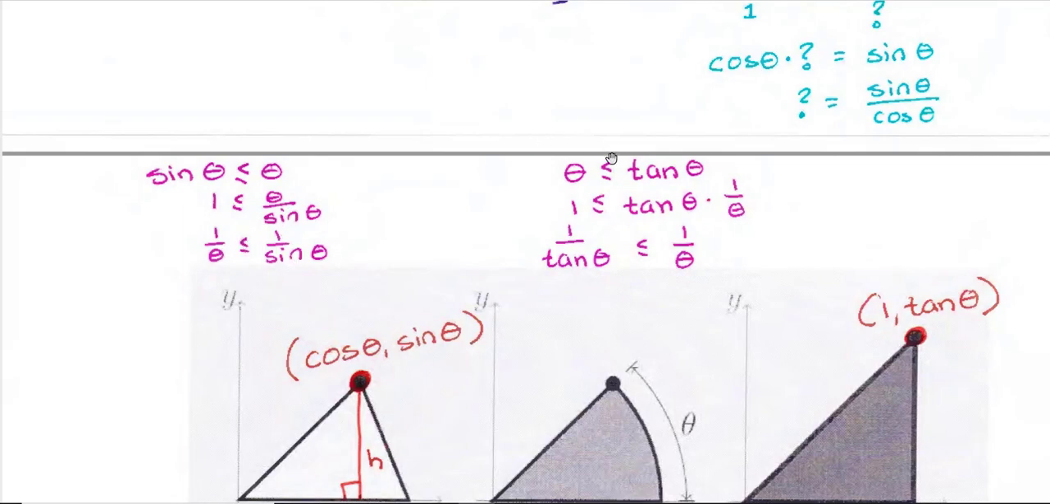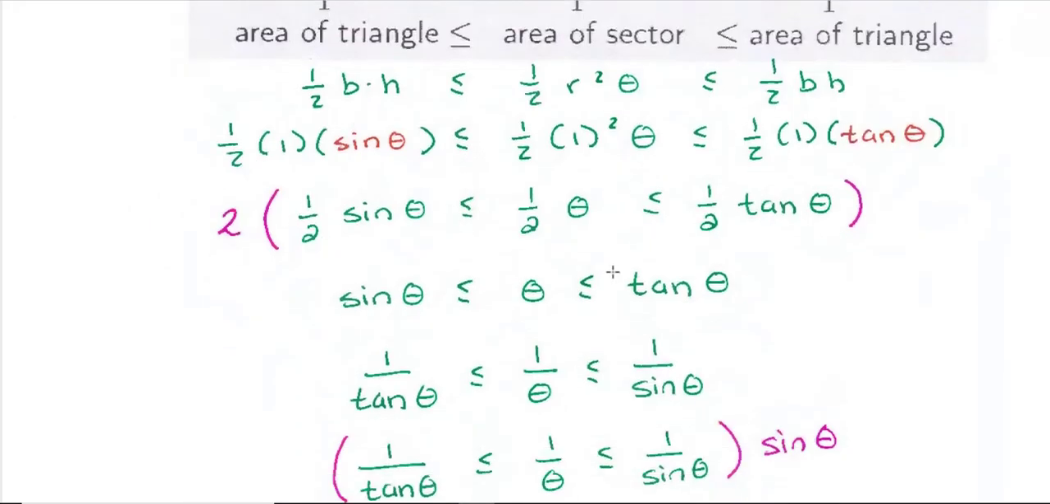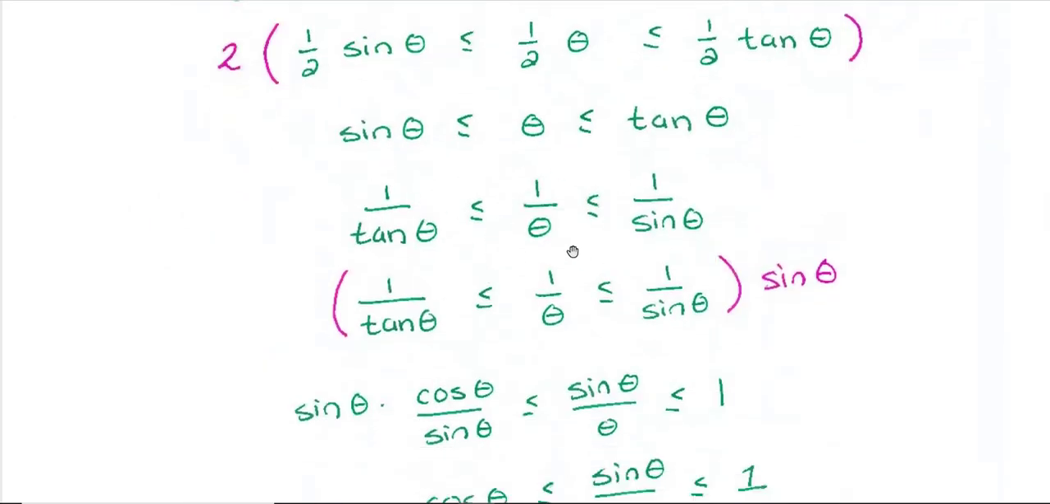Another way to look at it, if I had theta is less than or equal to tangent of theta, then I can multiply both sides by 1 over theta. 1 over theta times theta would give me 1, and this would give me the tangent times 1 over theta. And then I can divide by the tangent of theta, and I get 1 over tangent of theta is less than or equal to 1 over theta. So that's what I did to get this expression right here.